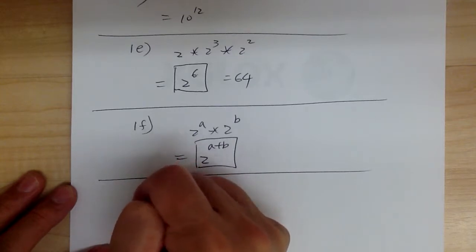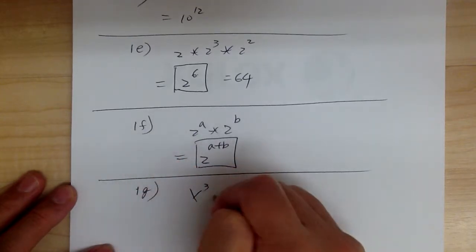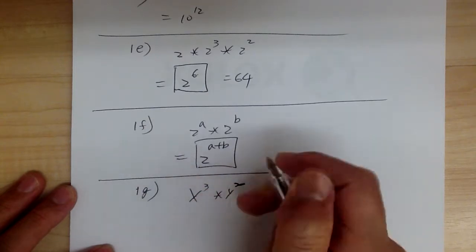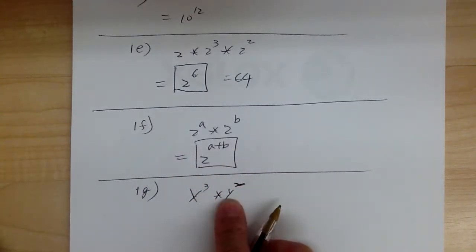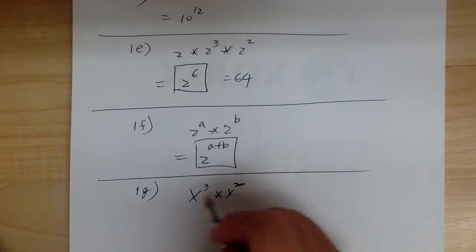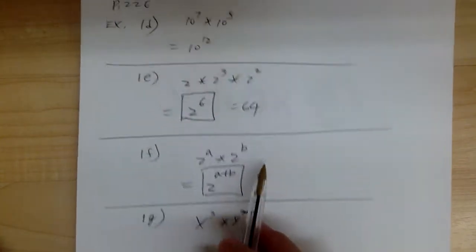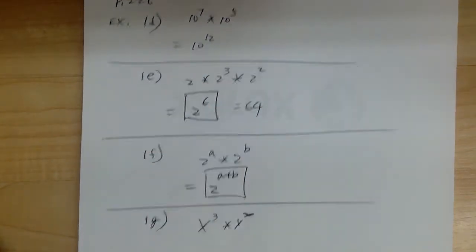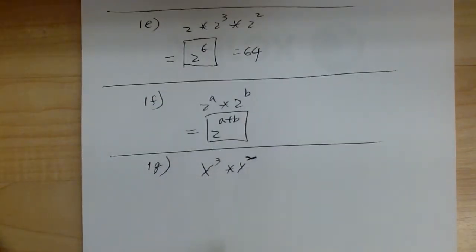Okay, example 1g. You have x to the 3 times y to the 2. Well, this one, they are different variables, they are different bases. Right? So you cannot do anything to it. So this one, nothing can be done. You just leave it alone. Again, this has to be an x in order to apply that. So in order to use the product rule, all the bases have to be the same.